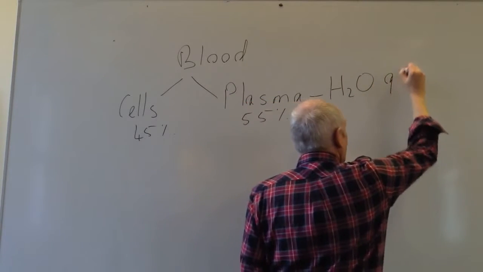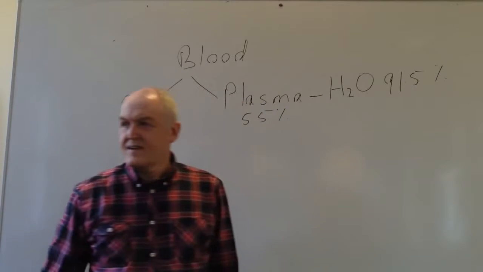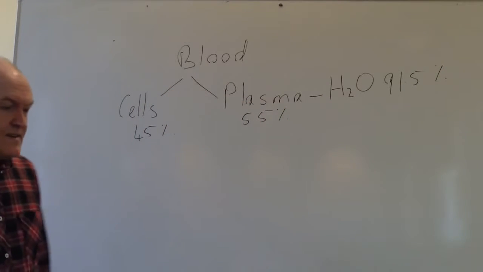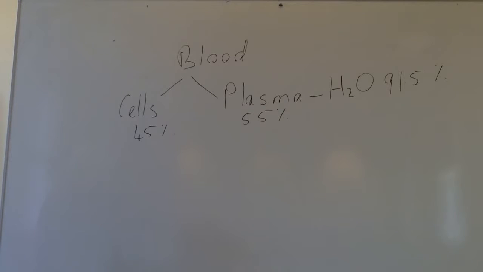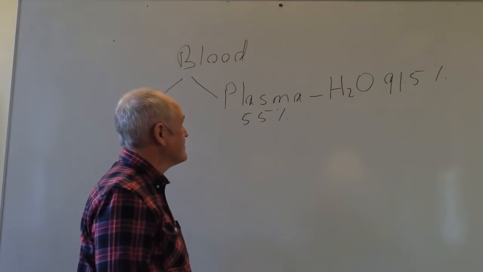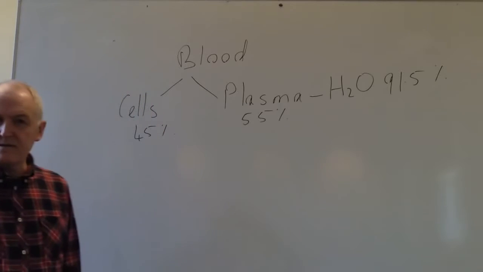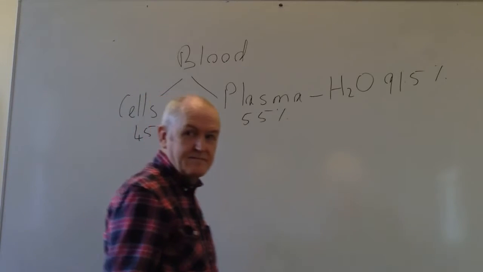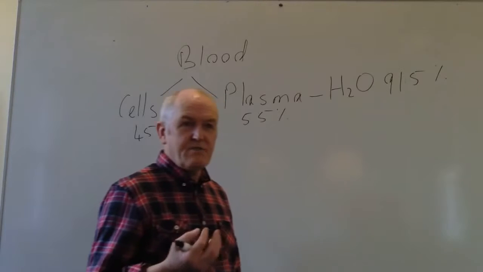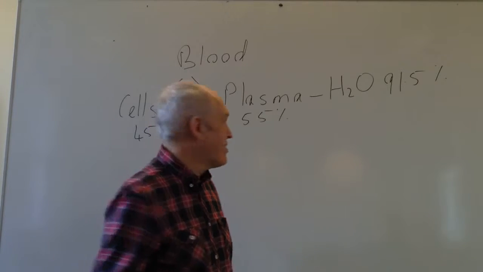Apparently it's about 91.5% water. So the water in the intravascular compartment is in the plasma. Now remember when we looked at blood, we learnt about the osmotic pressure in blood and things like that. What was it that generated the osmotic pressure in the blood primarily? It was the proteins, wasn't it?